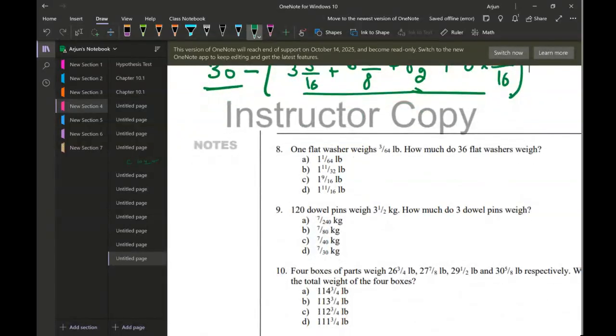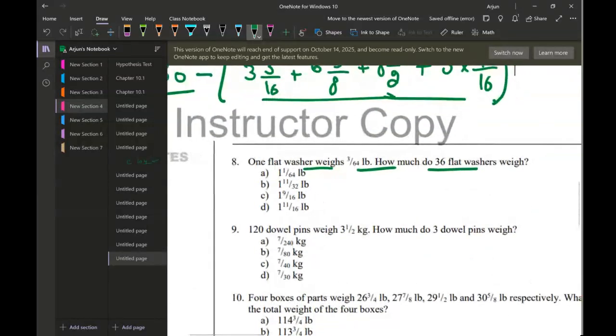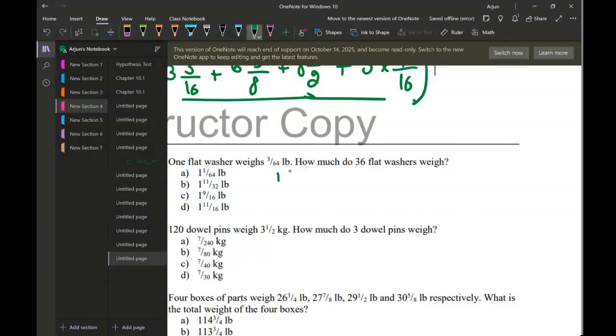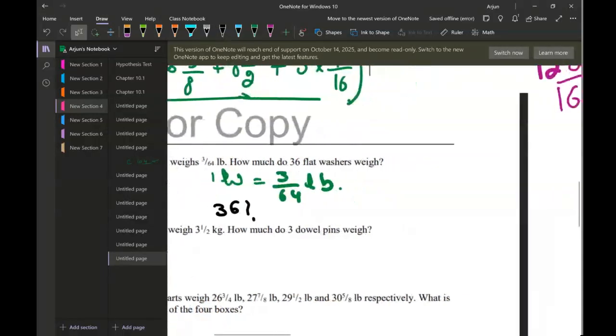One flat washer weighs this much. How much will 36 weigh? So again, this is a ratio kind of question. You can do it two ways. I'll do both ways, whichever way you like. One washer is equal to 3 over 64 pounds. That's what's given to me. So that is the equivalency given to me, and I'm looking for 36 washers. If this is a simple question, you can just apply the calculation and get the answer, no problem. But I'm just trying to tell you the rule which you can apply anywhere.